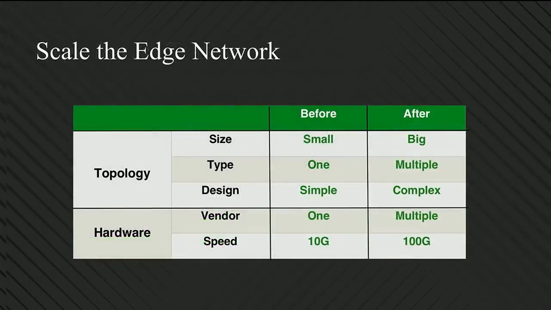It needs to scale. We scale our edge network in two dimensions, topology and hardware. For topology, we go from small size to big size, one type to multiple diverse types, simple design to complex multi-layer design. For hardware, we also go from using one vendor across all our edge networks to using multiple vendors. And we upgrade our network speed from traditional slow 10 gig to global high 100 gig. So how do we do it?